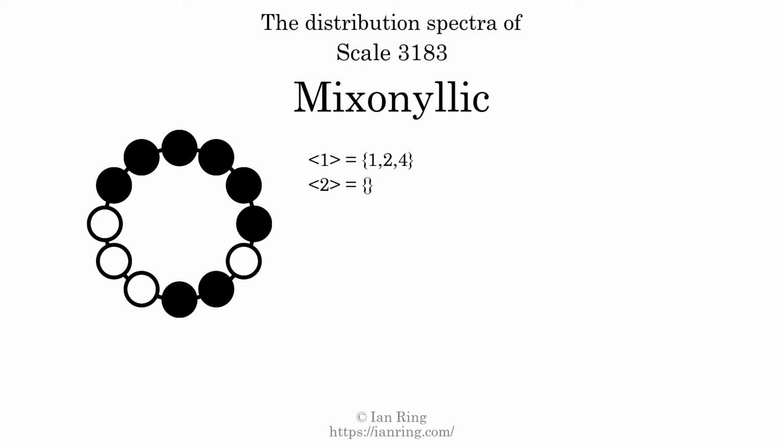The generic interval of 2 scale steps comes in 3 different specific interval sizes: 2 semitones, 3 semitones, and 5 semitones. The spectrum width of this generic interval is 3.